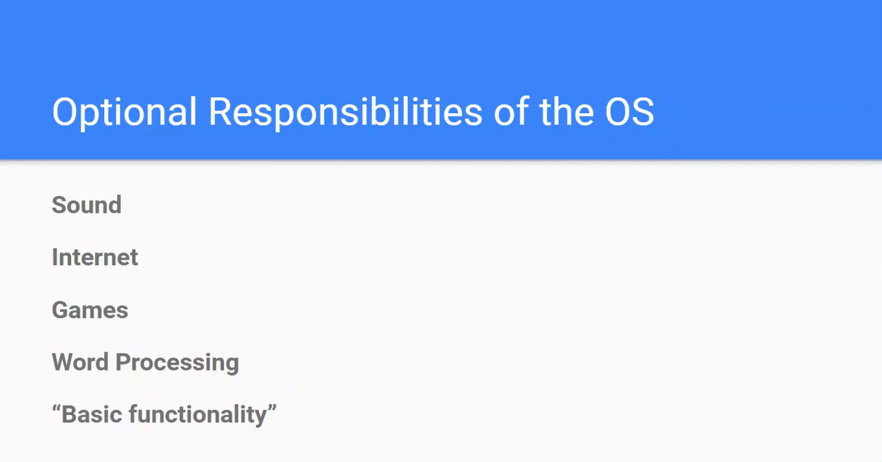But we tend to think of an operating system like your iOS as doing a whole lot more. For example, we just expect it to have sound. We expect it to get us to the internet. We expect it to maybe come with some games. We expect some basic functionality so that when you buy a computer, I mean, think about it.